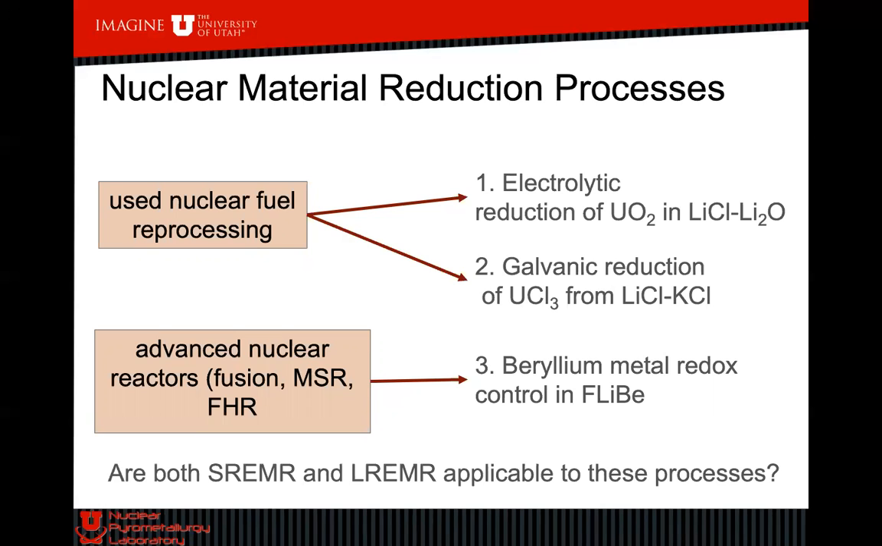The first two fall in the category of used nuclear fuel reprocessing. So this is the idea: I take fuel out of a reactor, like a light water reactor, like we have currently. Most of our reactors are light water reactors, and we recover something useful out of it, something that can make new fuel. That's going to include reduction of uranium oxide and reduction of uranium trichloride. In the first case, I'm trying to go from UO2, uranium oxide, to a metal. In the second case, I'm trying to go from uranium trichloride to a metal. And I'll try to explain as we go why we do those things.